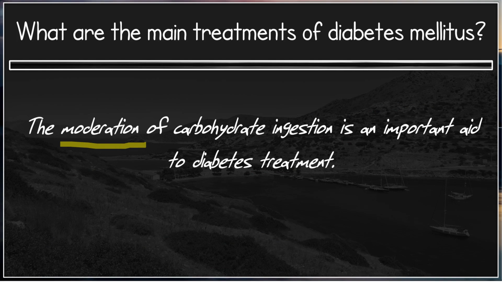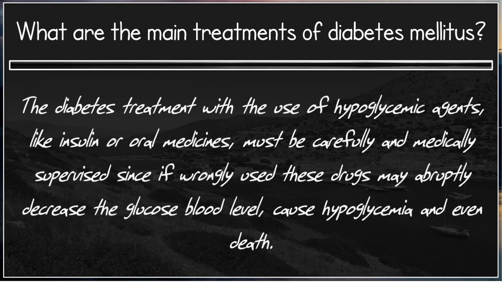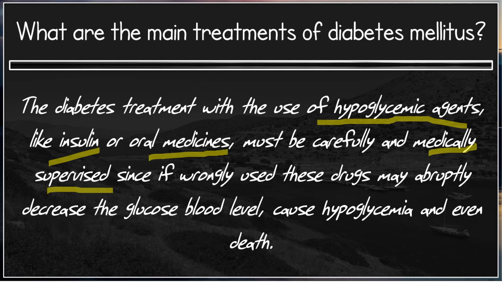The modulation of carbohydrate ingestion is an important aid to diabetes treatment. Diabetes treatment with the use of hypoglycemic agents like insulin or medicine must be carefully and medically supervised, since if wrongly used, the drugs may abruptly decrease the glucose blood level, causing hypoglycemia, even death.